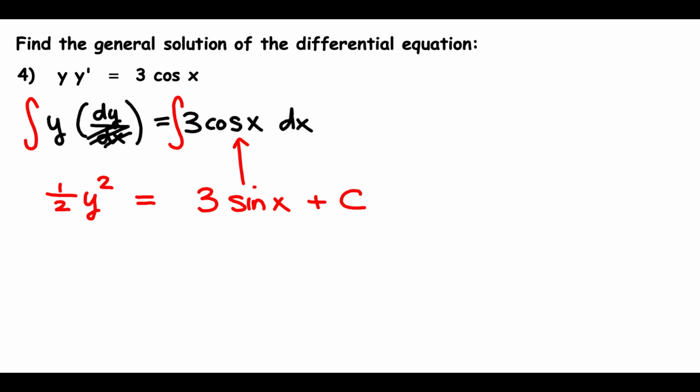We have to get y equals. So let's just double everything. We'll multiply everything by 2, so we get y squared equals 6 sine of x. And this is going to seem a little weird, but you know what 2 times a mystery number is? It's a mystery number, so typically we don't put the 2 on the c. Leave it off. And then finally we want y equals, so we square root both sides.